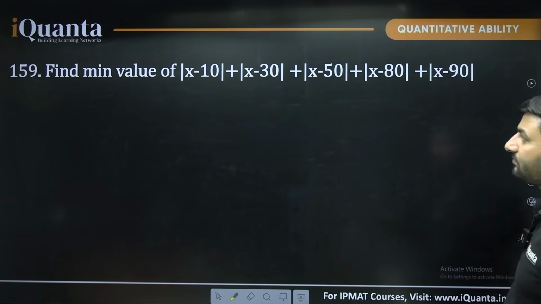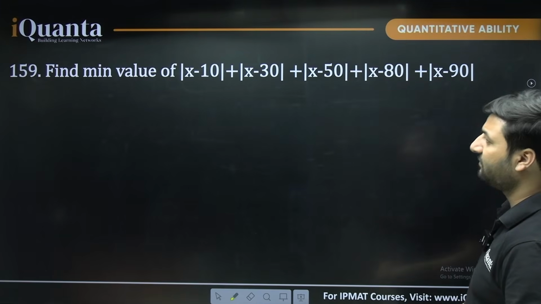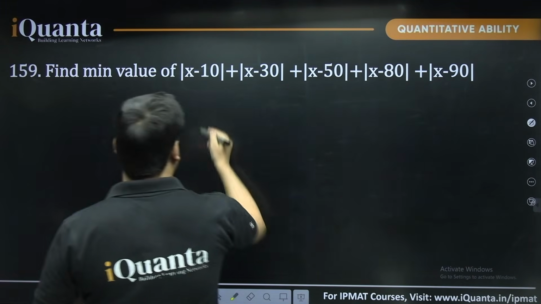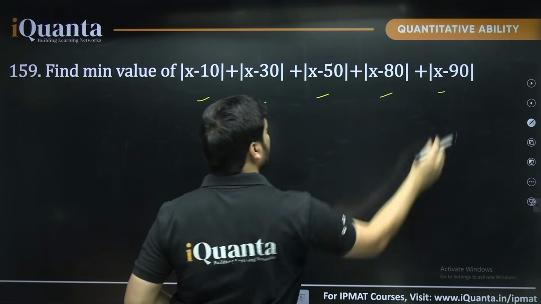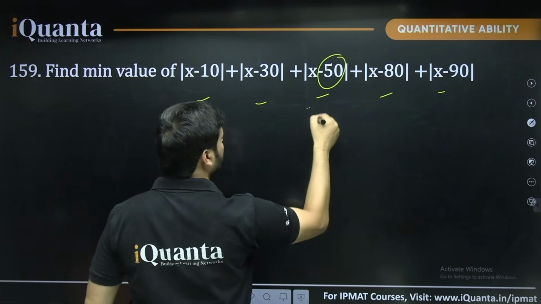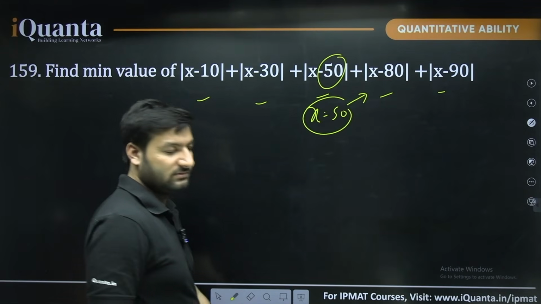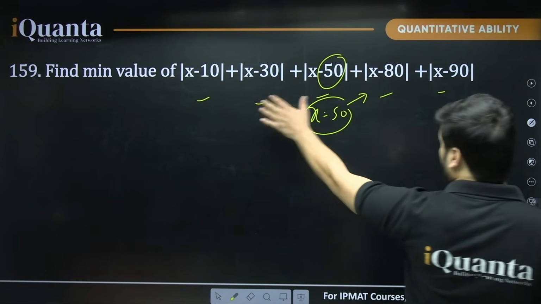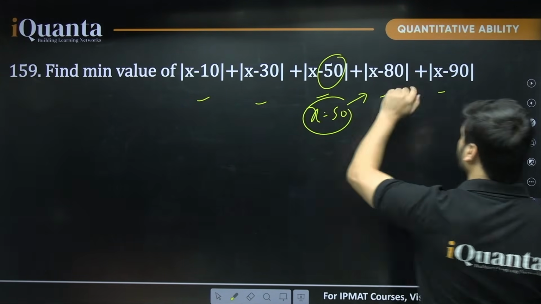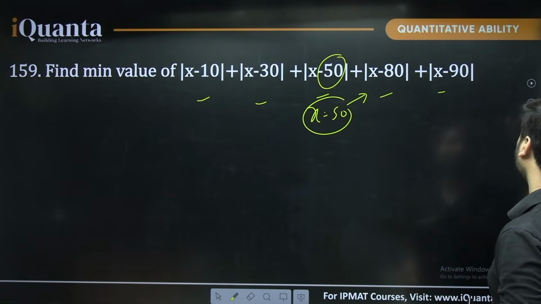Then we have this, find the minimum value of this. There are 1, 2, 3, 4, 5 critical points. Which is the middle one? 1, 2, 3. At x equal to 50, this is the critical point, right? Put x equal to 50 in this, you will get your answer. If there are an odd number of critical points, 10, 30, 50, 80, 90, the minimum will be at the median critical point, that is 50.